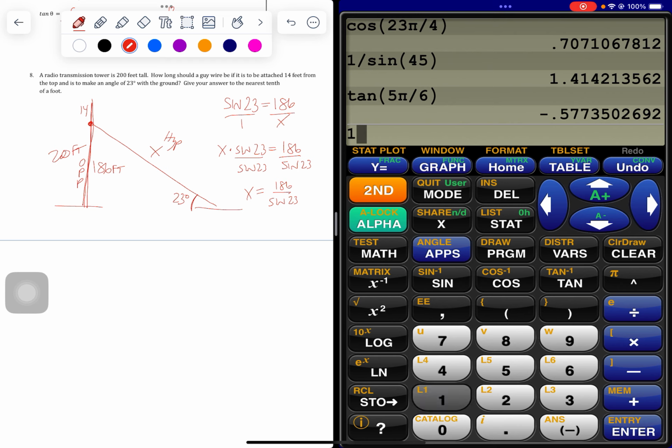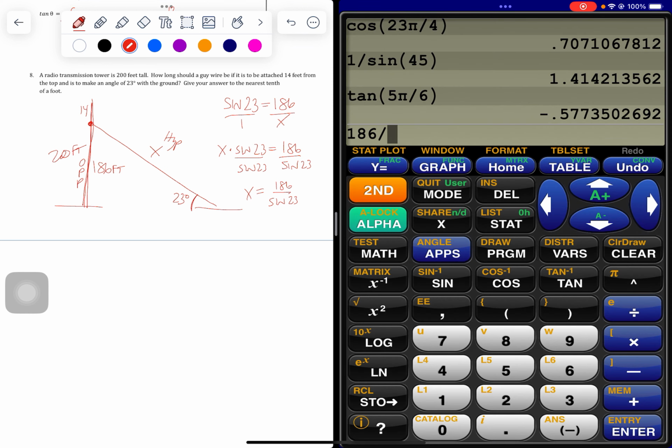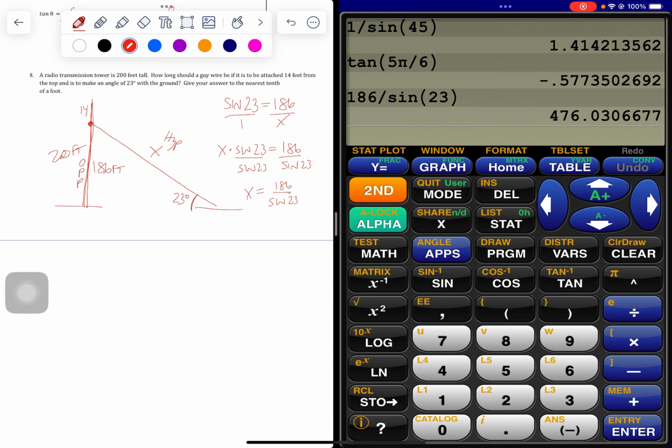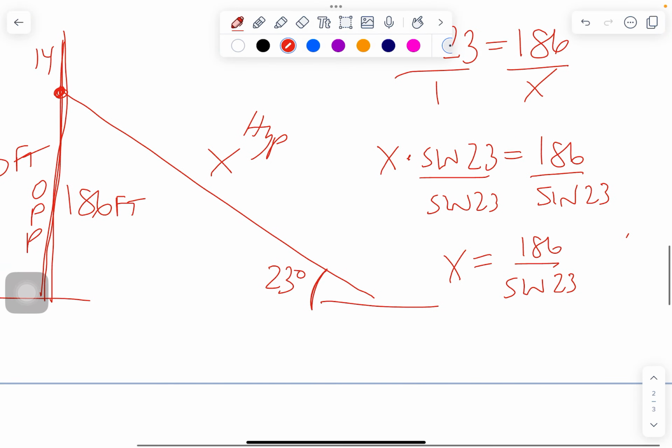So 186 divided by sine of 23. I'd better check my mode because I was in radians last time. Good thing I did. So it gives me 476 feet for the length of the wire that it would take to do the job.